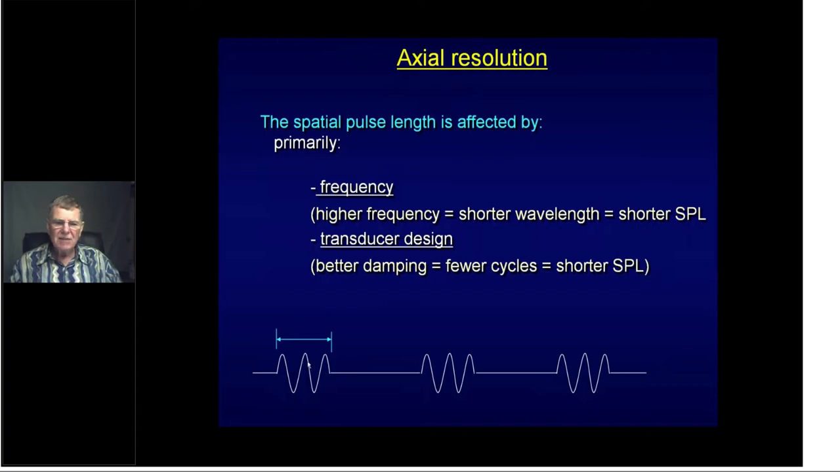The other thing it's affected by is the number of cycles in the pulse, and that's decided by your transducer design. If you have better damping in the transducer that will stop that element vibrating faster, you will get fewer cycles and therefore a shorter spatial pulse length. So you can't change that. That will be in the design of the transducer itself. But nevertheless, those are the two things that will primarily affect axial resolution.